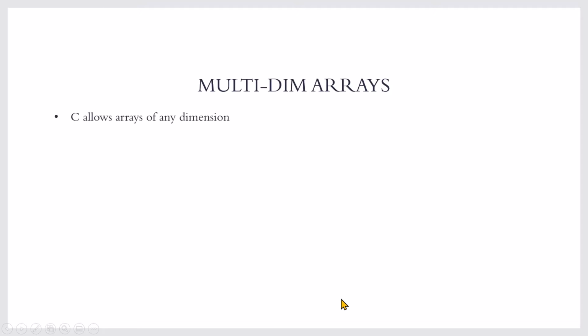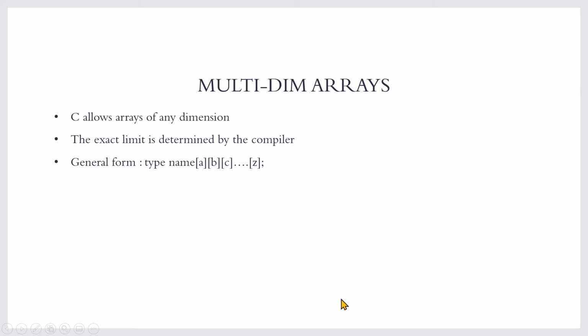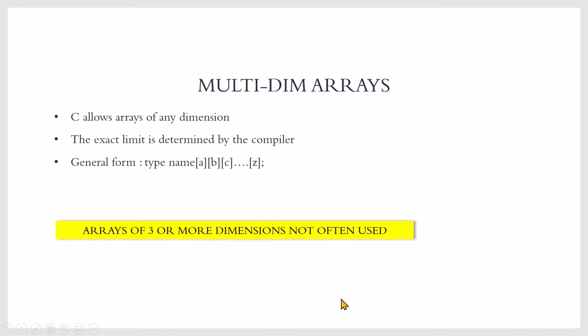Multi-dim arrays. C allows arrays of any dimension. Right? But the exact limit is determined by the compiler. General form would be type, right? Whether it's int, char, etc. The name of the array followed by the dimensions going up to any number as determined by the compiler. But having said that, arrays of 3 or more dimensions are not often used. Why? Because they take up too much memory.